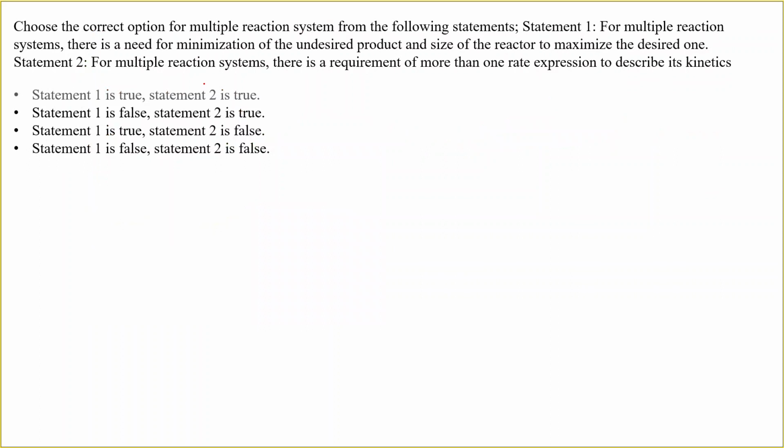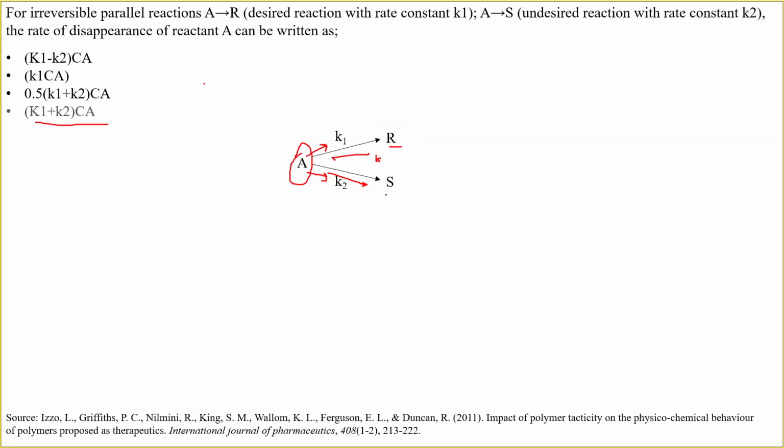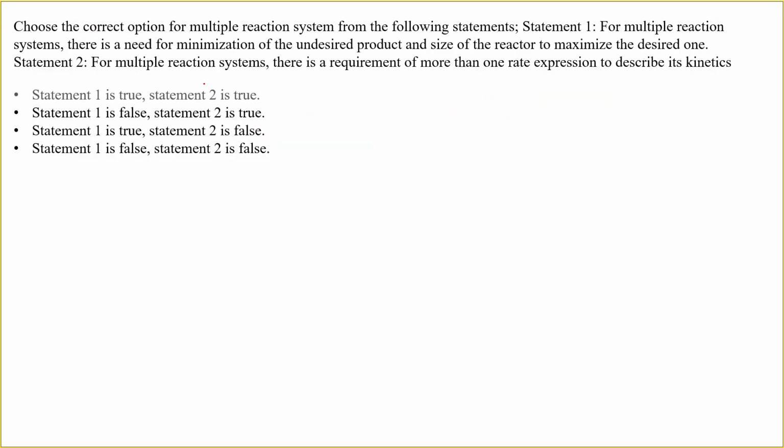Choose the correct option for multiple reaction systems from the following statements. Statement 1 is: for multiple reaction systems, there is a need for minimization of the undesired product and size of the reactor to maximize the desired. Whenever there are multiple reactions taking place, looking at the second example, A is decomposing into R and S. So there is a need for us to minimize the undesired product. That is true, correct? And the size of the reactor to maximize the desired one.